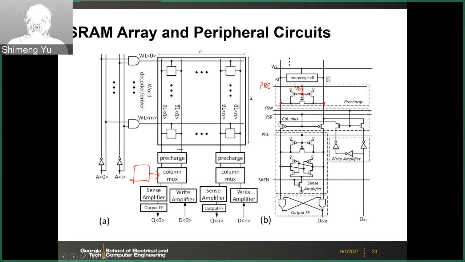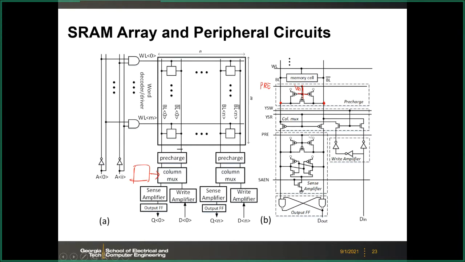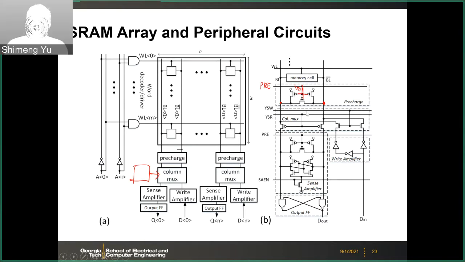And then we have this mux. This mux is a column selection mux. This is like a transmission gate. And then basically you select either the read path or the write path. So here you have the read path in this dashed box. Then the write amplifier is on the right. So this is just to select which one to go through.